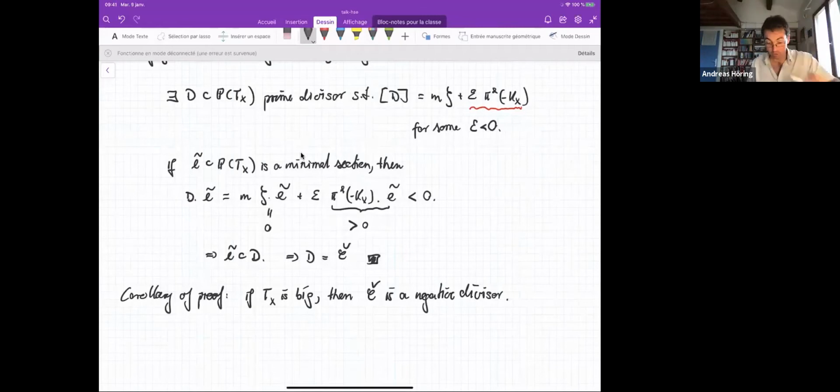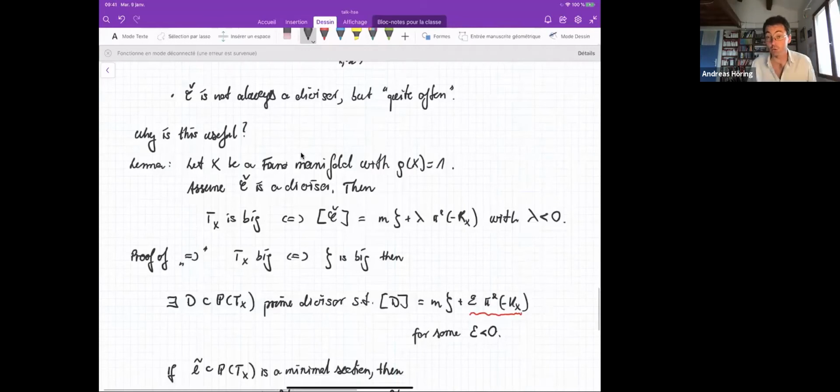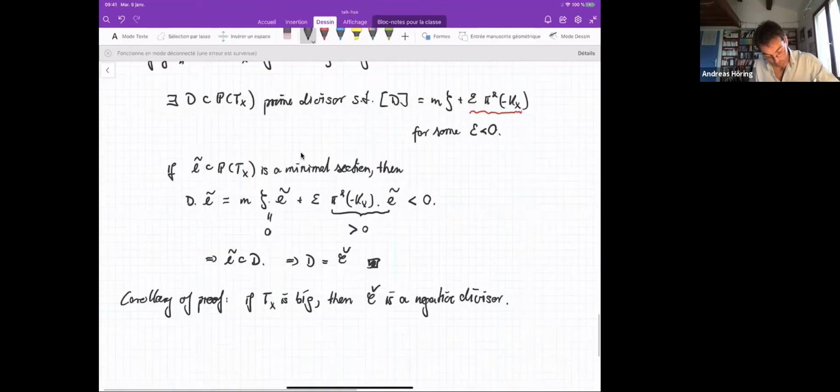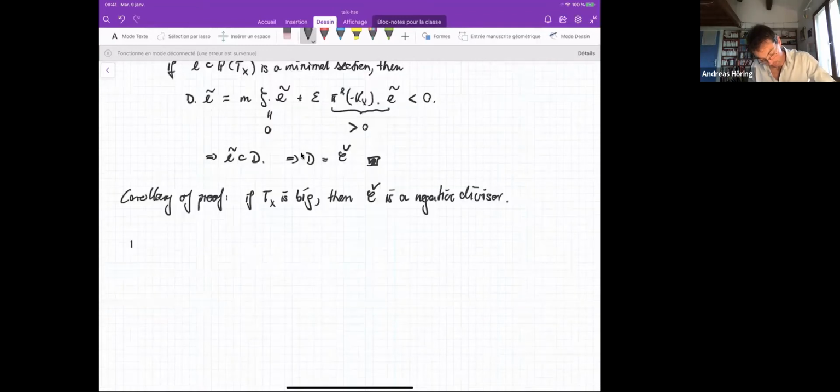Okay, so this is a straightforward criterion, and now you can try to compute this divisor class in certain cases, and this is what we did. So let me mention one result. Let X be a smooth del Pezzo threefold.